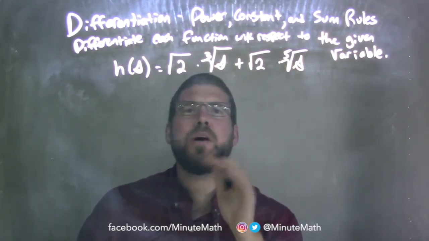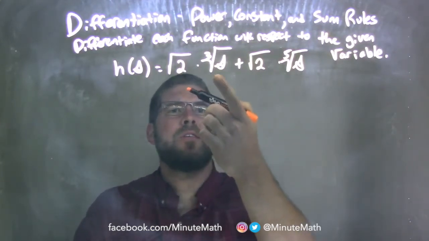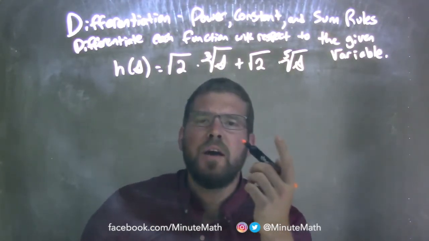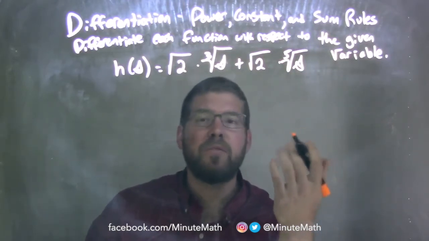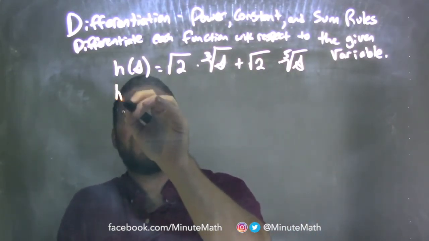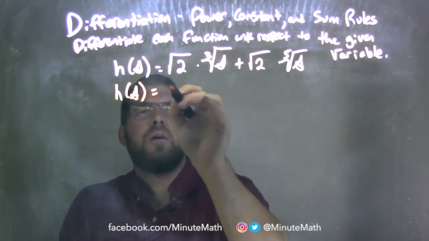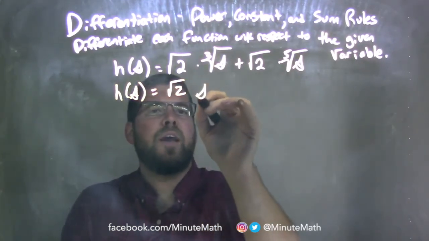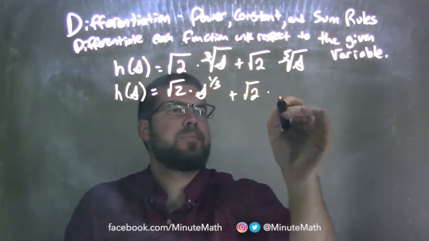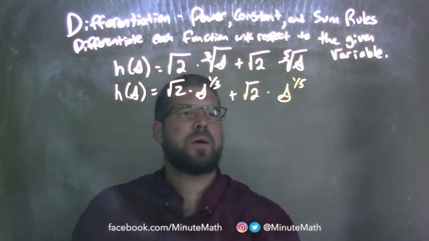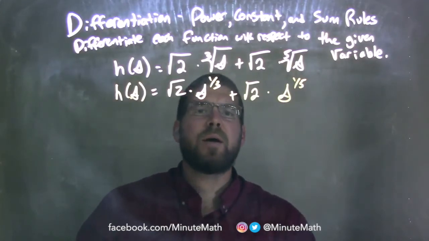Well, before I differentiate anything, I'm going to rewrite the cube root of s as s to the 1/3 power, and the fifth root of s as s to the 1/5 power. And I like seeing fractions when I apply the power rule. So square root of 2 times s to the 1/3 power plus square root of 2 times s to the 1/5 power. Okay. Well, now I can apply the power rule.